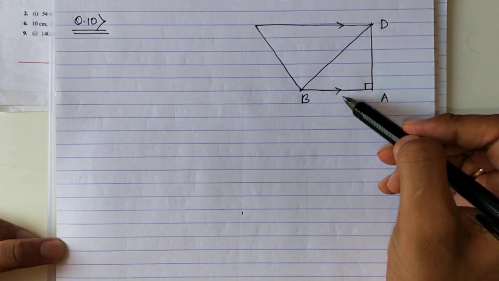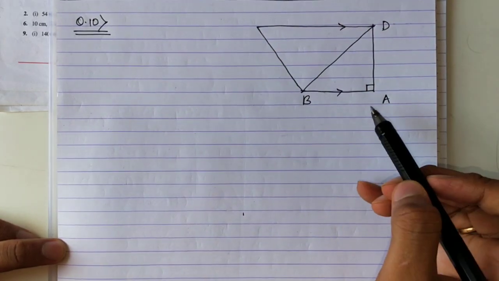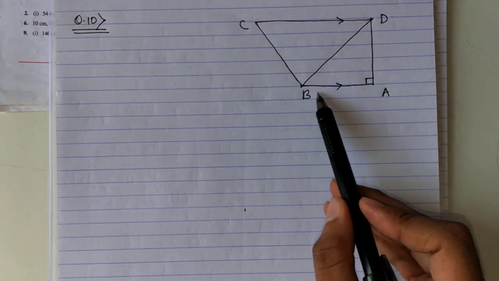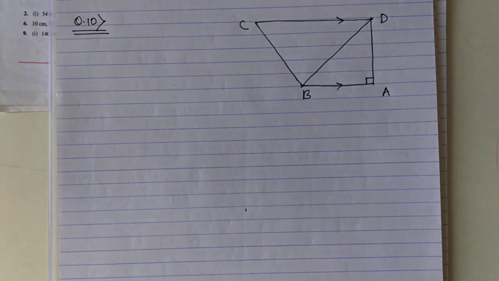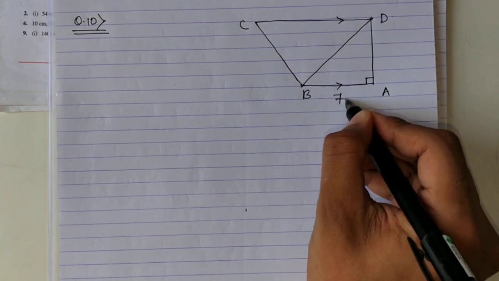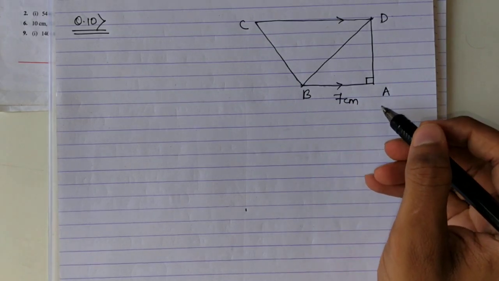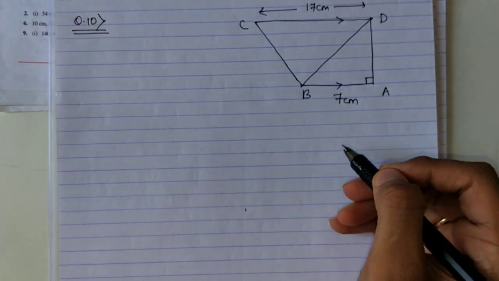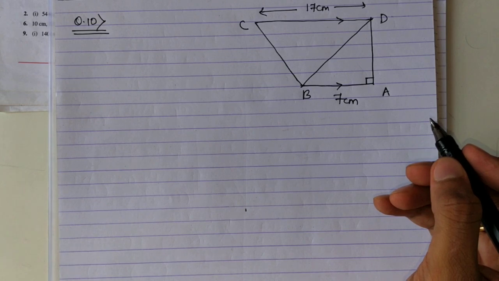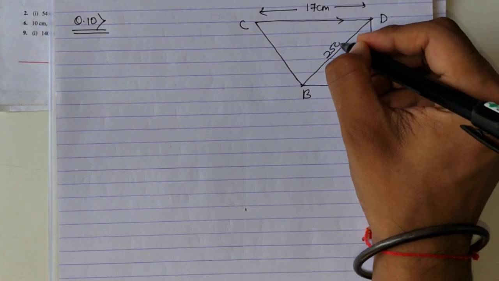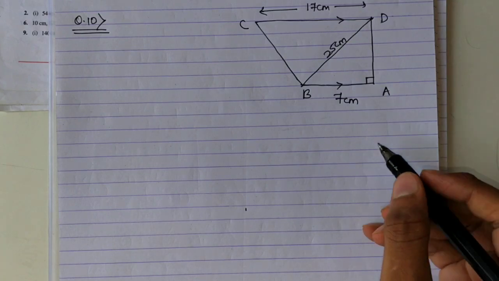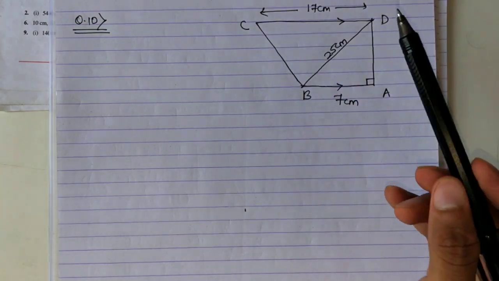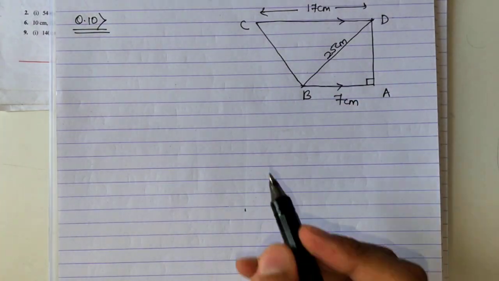This sign, these arrows, means that this line and this line are parallel to each other. So in the question they have given that AB is parallel to CD. AB is given as 7 cm. CD is 17 cm. BD is 25 cm. Find the length of side BC. We have to find BC. Okay. So see.